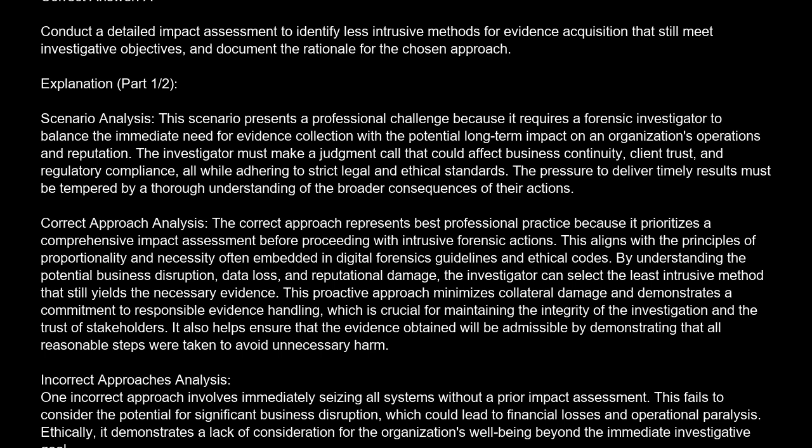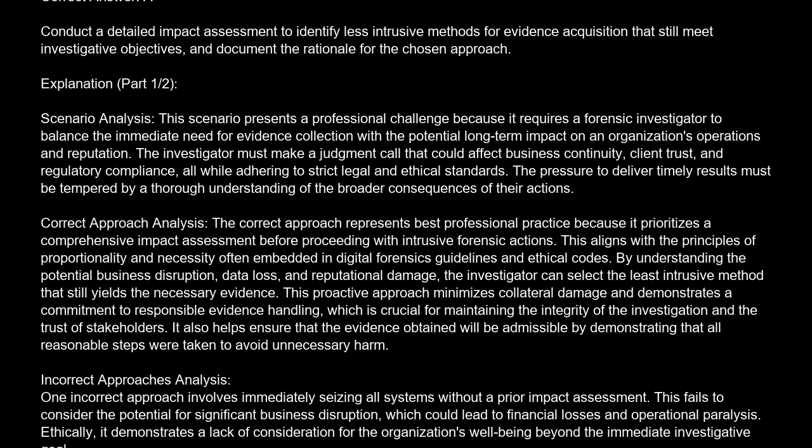Correct approach analysis. The correct approach represents best professional practice because it prioritizes a comprehensive impact assessment before proceeding with intrusive forensic actions. This aligns with the principles of proportionality and necessity, often embedded in digital forensics guidelines and ethical codes. By understanding the potential business disruption, data loss, and reputational damage, the investigator can select the least intrusive method that still yields the necessary evidence.